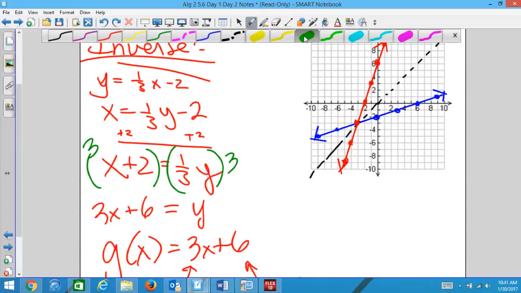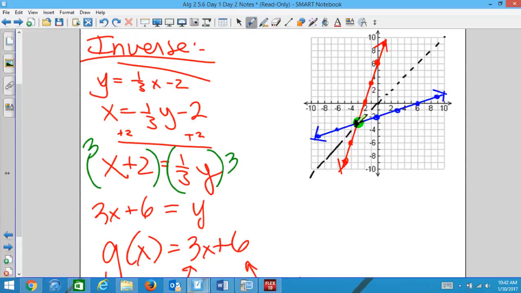If you check any of the ordered pairs, they are inverses of each other. Other things you should notice is if the line crosses the y equals x line, the other one's going to cross at the same place. If there is an x-intercept, that's going to mean a y-intercept on the other one, and vice versa. If there's a y-intercept, that means an x-intercept. That's what I meant by vice versa.